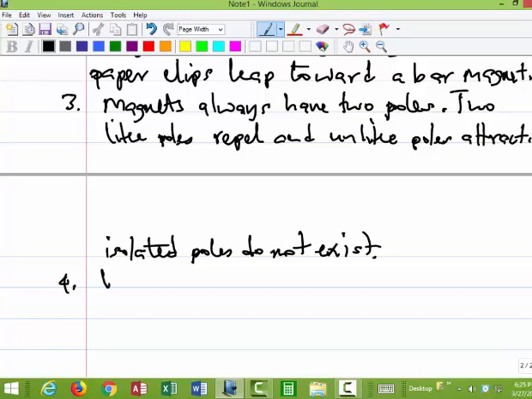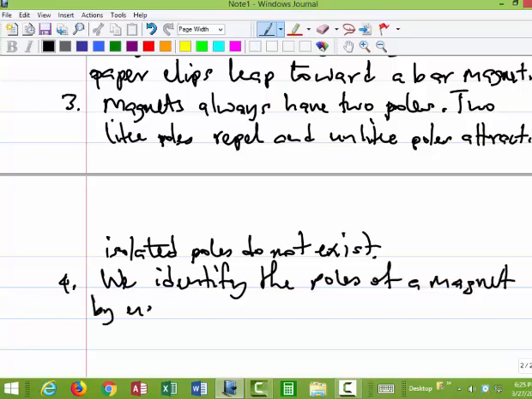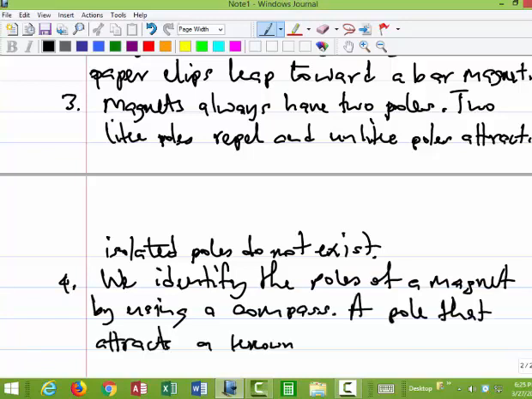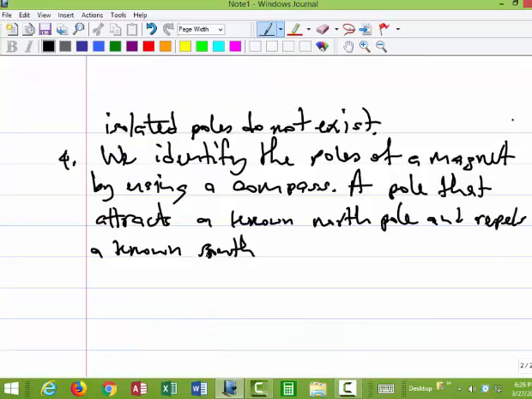We identify the poles of a magnet by using a compass, and we can say that a pole that attracts a known north pole and repels a known south pole is a south pole. And then number 5, materials attracted to a magnet are called magnetic materials.